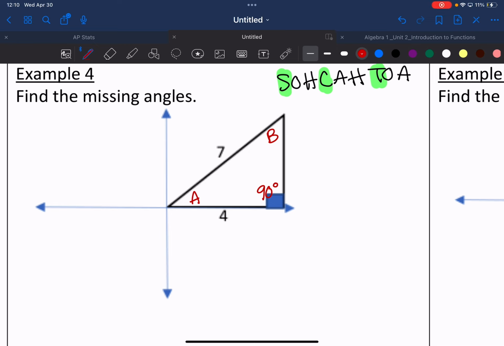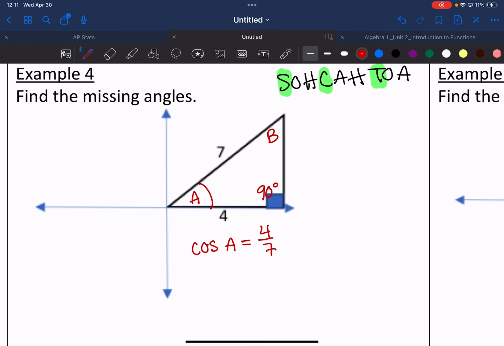From here, I want to try to solve for angle A. So if I'm trying to solve for angle A, notice that I'm given the hypotenuse, and then that number 4, which is what? Opposite or adjacent? Adjacent. So would I use sine or cosine? Cosine, because cosine has the adjacent. So I would write cosine of angle A is equal to adjacent over hypotenuse, so 4/7.